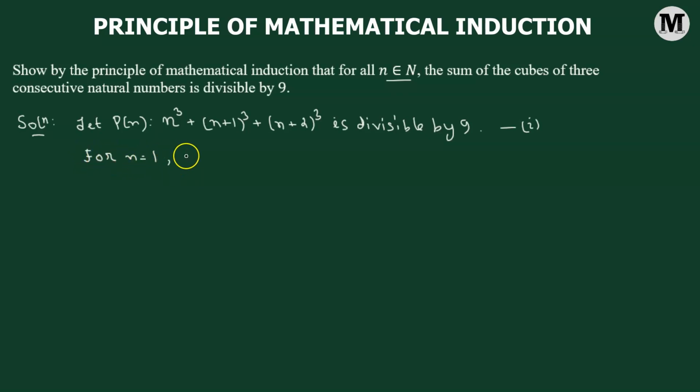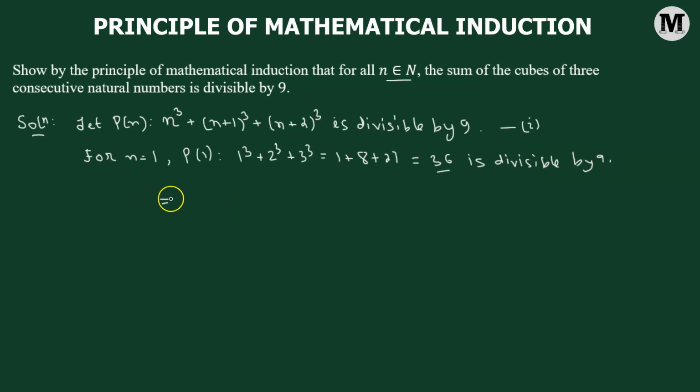So for n equals 1, our statement P of 1 will become 1 cube added to 2 cube plus 3 cube. So this is going to give us a value equal to 1 added to 8 added to 27. So we have 27 plus 8, so that's going to be 35. 35 plus 1, so that's 36. And clearly we know 36 is divisible by 9. 9 times 4, that's 36. And this simply tells us that our statement P of 1 is true.